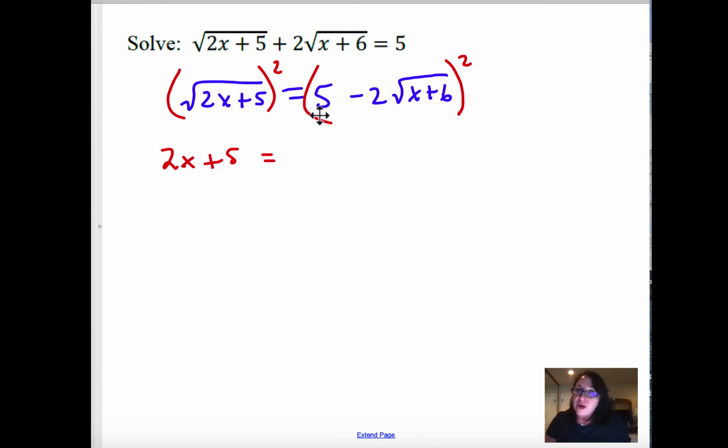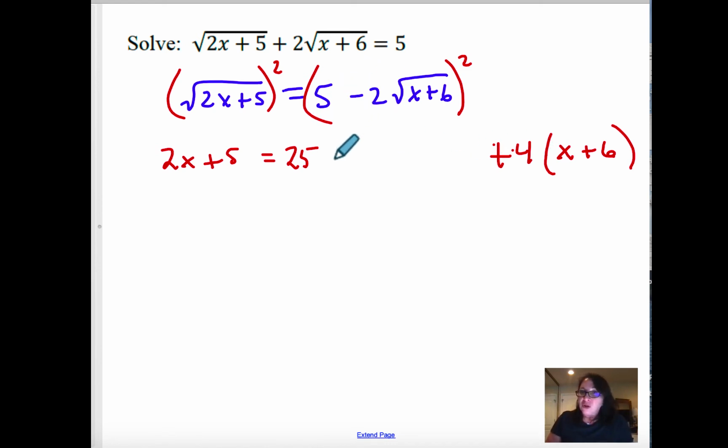When I square the right side, I'm going to use the shortcut, which is we square the first term, which is 25. We square the last term. Now remember, when you square a negative, it becomes positive, so that's plus. And that would be 2 times 2, which is 4, times this value, which is x plus 6, because the root will go away when multiplied by itself. It's x plus 6, okay?